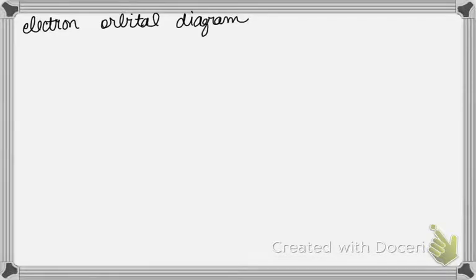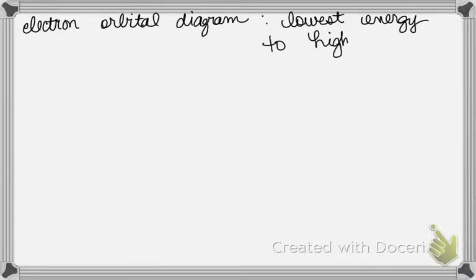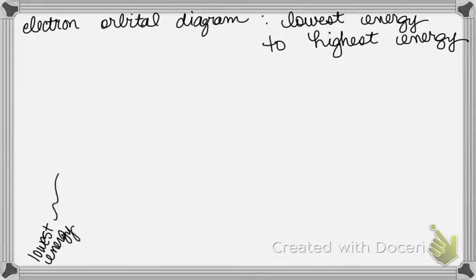Electron orbital diagrams are written in order from lowest energy to highest energy. So I'm going to write an electron orbital diagram, and I'm going to write the lowest energy orbitals here at the bottom of the page because they'd be low, and I'm going to write it increasing to the highest energy. And we have to know this order.